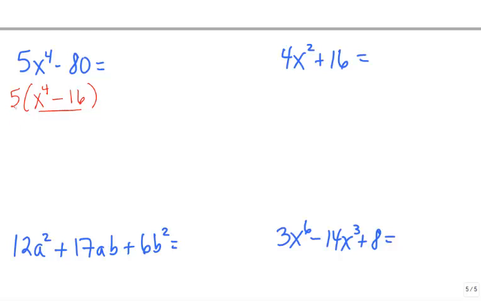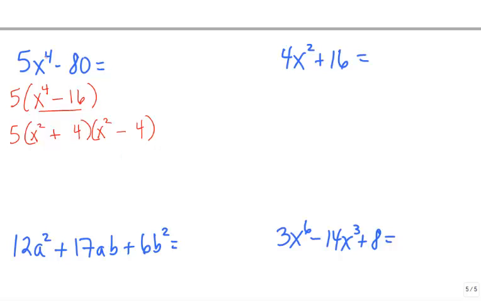Now I don't want to lose my 5, so write your 5, bring that down, but then we can set up our 2 sets of parentheses, and it's going to be an x squared times an x squared to get me that x to the 4th, and I need a 4 times a 4 to get me that 16. One of these is plus, and one of these is minus. Now are we done? No.